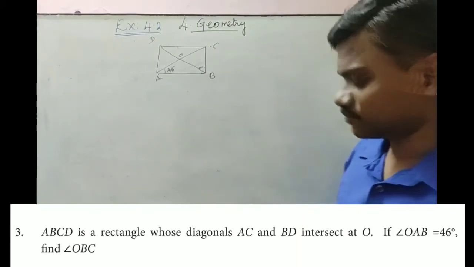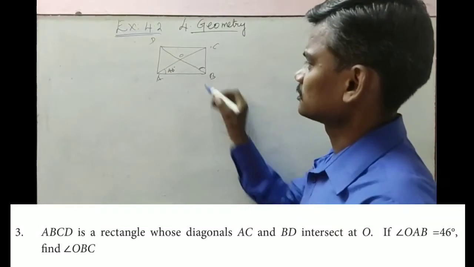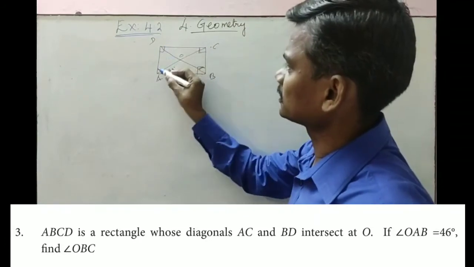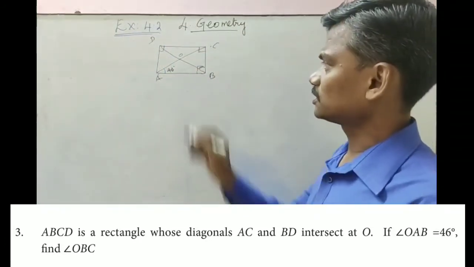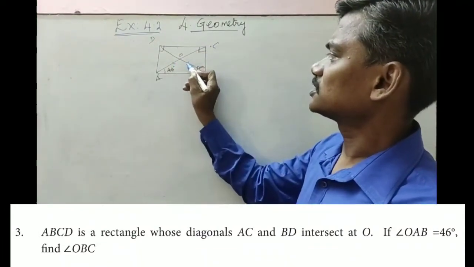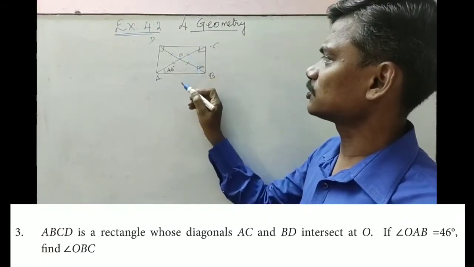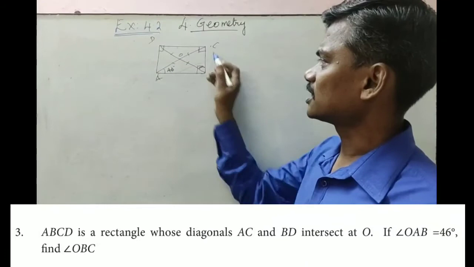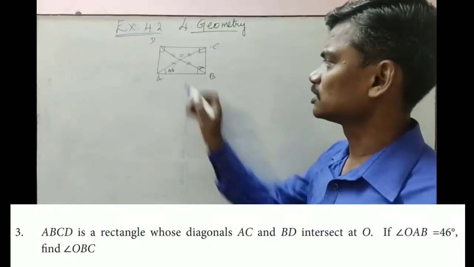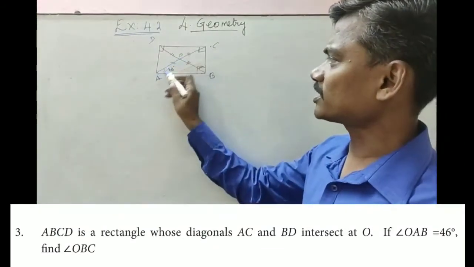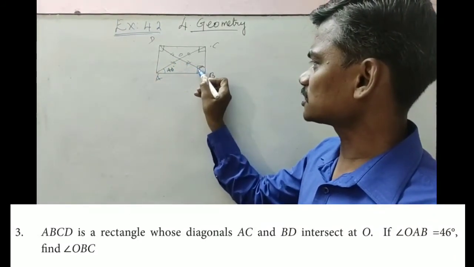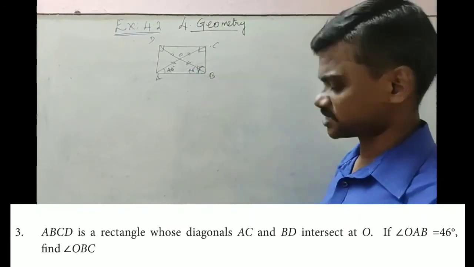This angle. We know that all the angles in a rectangle are 90 degree. All these angles are 90. 90, 90, 90. Like that here also 90. Okay, if you use the property of rectangles, these two sides and these two sides are equal in length. Diagonals intersect each other and are equal in length. So OA equal to OB. Using the property of isosceles triangle, if two sides are equal, then these two angles are equal. So this angle is also 46 degree.